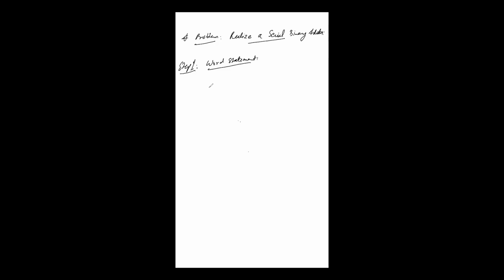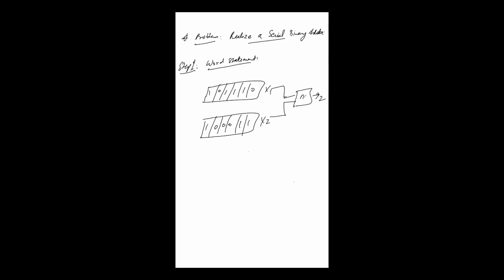Let us suppose we have bit strings, x1 and x2, such that the lengths of the bit strings are the same. Let us suppose we have 0, 1, 1, 1, 0, 1 and 1, 0, 0, 0, 1, 1. You have to add both the numbers. What is the problem statement? That you have to add them and get an output Z. This is the problem statement.